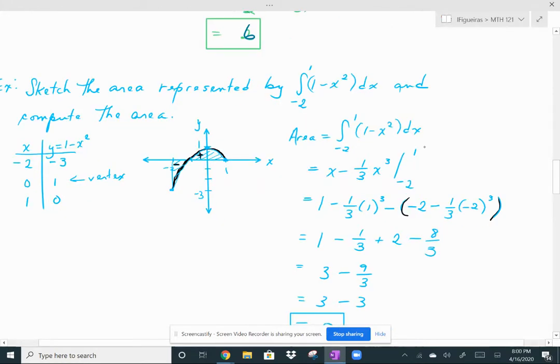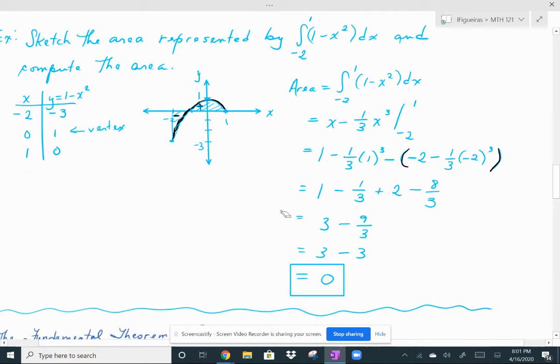Remember, always plug in the upper limit first, then subtract and plug in the lower limit. So that's what you see in this line. And so we have 1 minus 1/3 plus 2 minus 8/3. Once you simplify, then -1/3 and -8/3, well, that's just minus 9/3. 1 plus 2 is 3. 9 divided by 3 is 3. So your area is just 0.